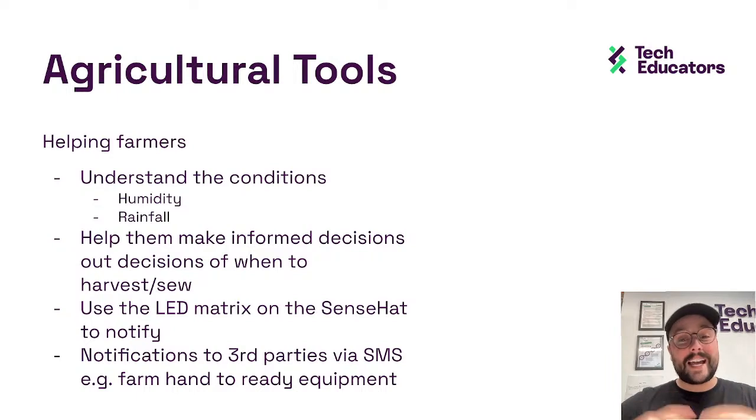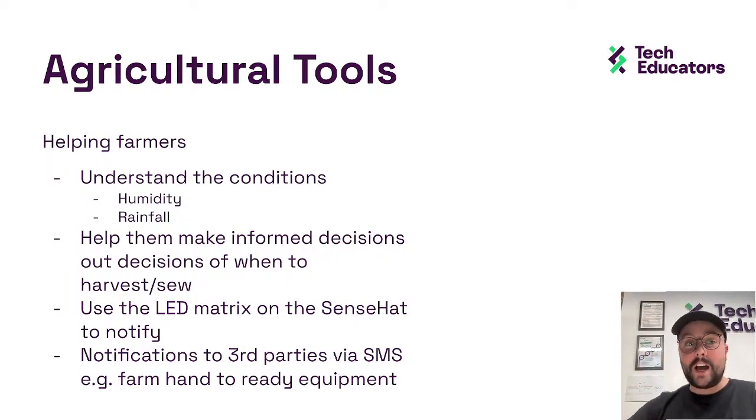Helping farmers, like agricultural tools. Norfolk is big and lots of it's farmland. So maybe you want to help the farmer understand the conditions in their field. Some tools like this already exist. Can you make them better? Can you make them different? What's the humidity like? Is it okay for me to come and harvest the crop? Is it ready? Is it damp? Is it wet? Is it going to rain? Do I need to go and do it right now? Or have I got a day? Can I go into this field, then this field? Help them make informed decisions on when to harvest and when to sow.